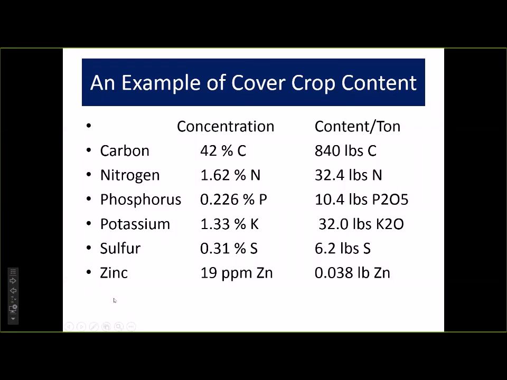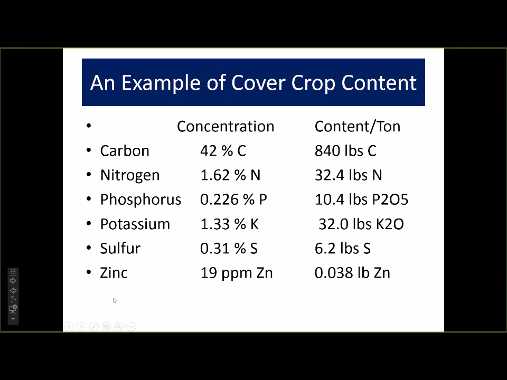So the cover crop has nutrients in it, and how many of those nutrients are available for the next crop is what we're trying to decide. I just have an example here of analysis, and the one that we started throwing into these is carbon. The one nutrient we never talk about is carbon, and 42% of the plant in this case is carbon. So think about that a little bit. 1.6% nitrogen, phosphorus 0.22%, potassium 1.33%, and sulfur 0.31. So it's pretty good for cover crop nutrients here.